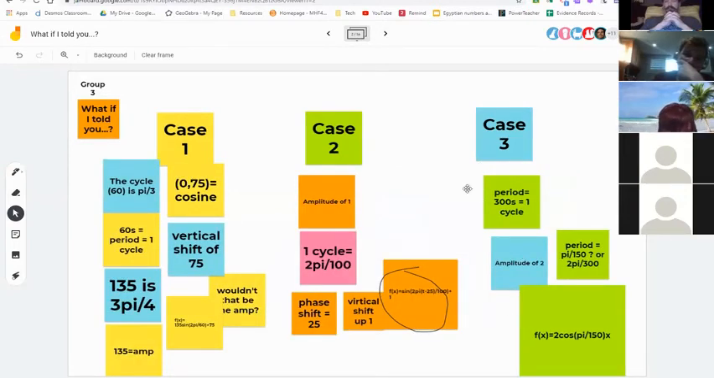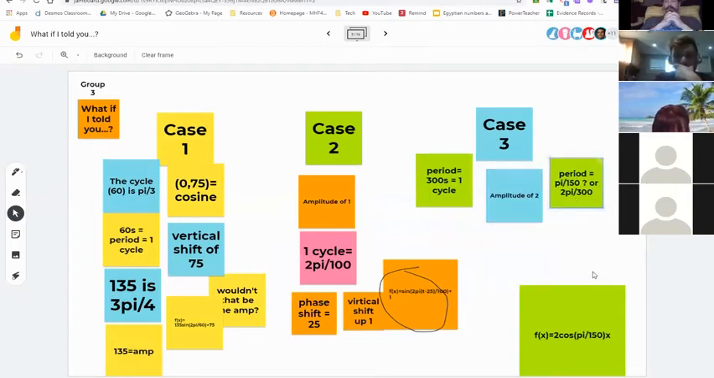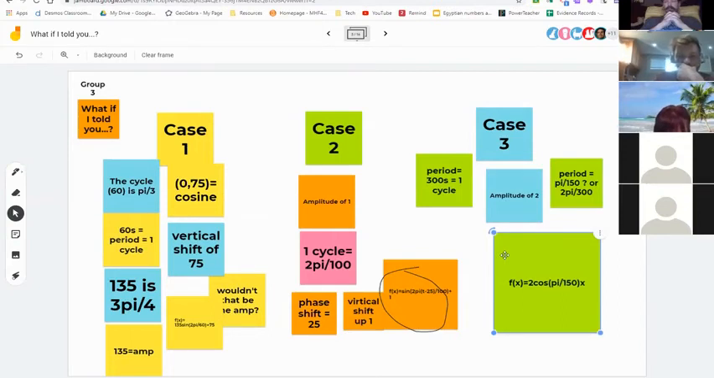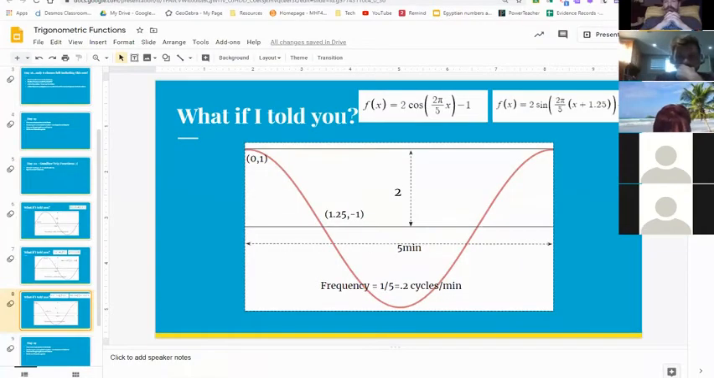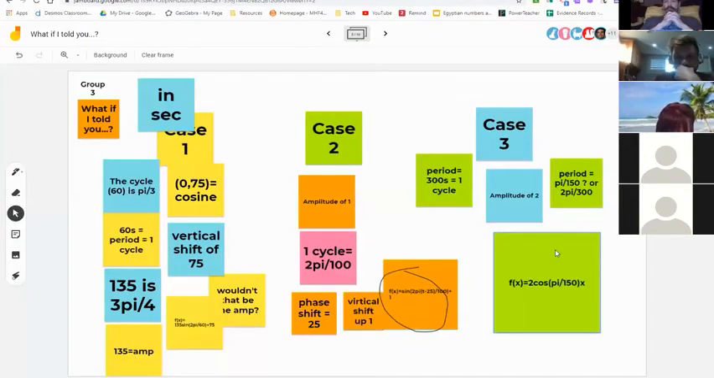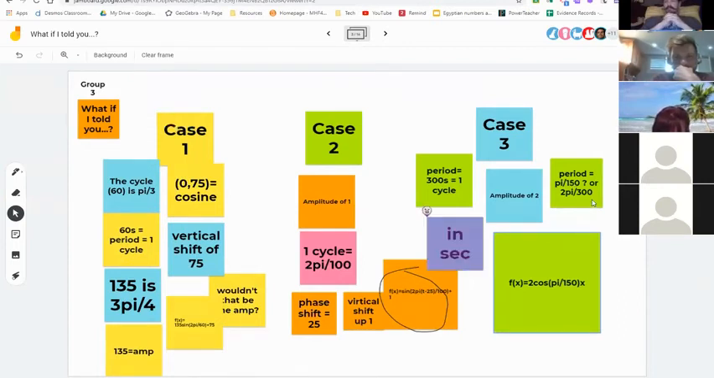Case 3 here. Amplitude 2, period 1 over 150. We were actually thinking the units being whatever units are given, and maybe I didn't specify that, meaning minutes, right? So pi over 5 or 150 might be, I'm trying to understand the pi over 150, or maybe 2 pi over 300. Oh, in seconds, got it. Yes, yes, now I get it. Thank you. 2 pi over 300 seconds, which is equivalent to 2 pi over 50. So that is fine. That is very good.